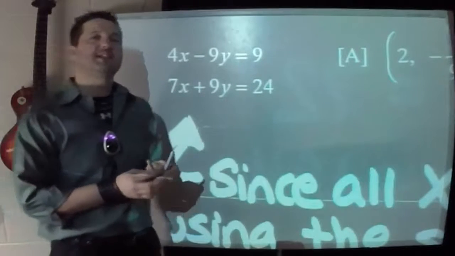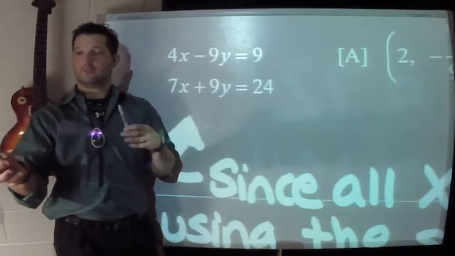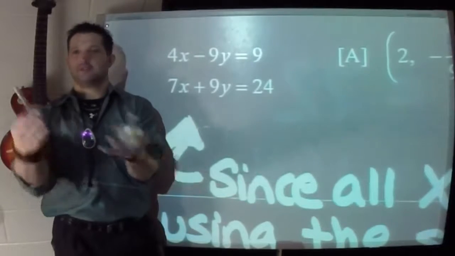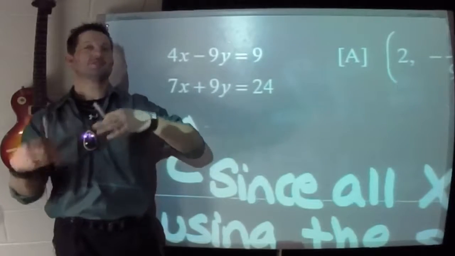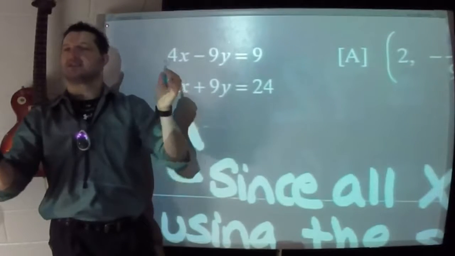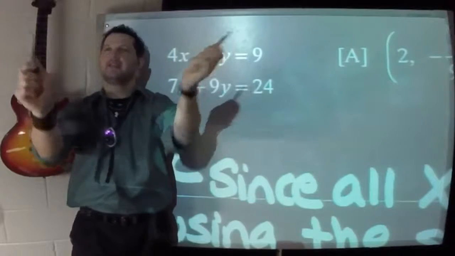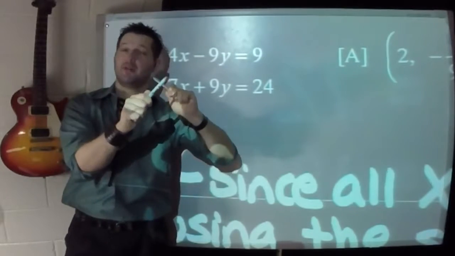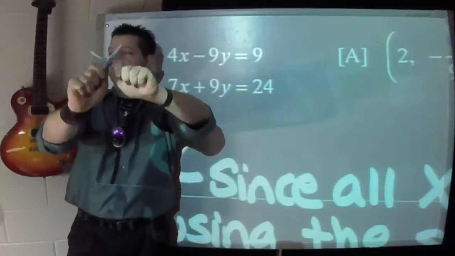All right. First off, what is a system? Two somethings. What are the somethings? Two lines, or two equations of lines. Two linear equations. And the solution is actually where they cross. Where they intersect.